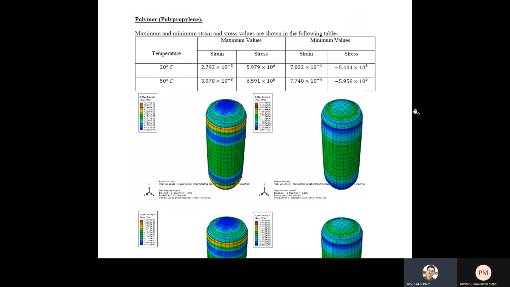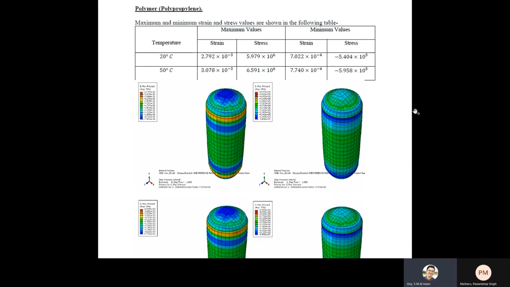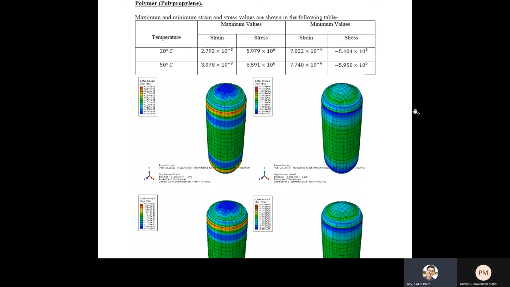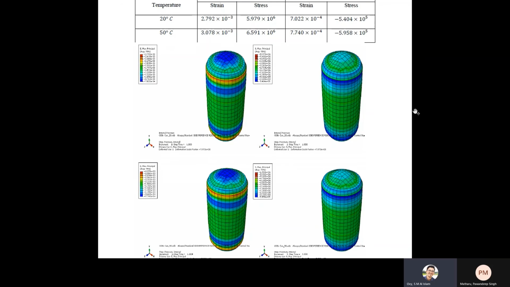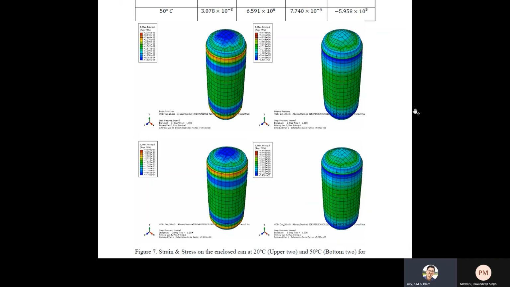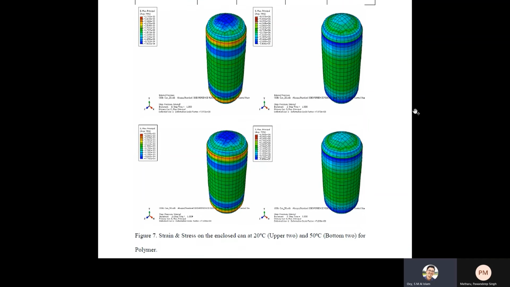Now I am moving to the next material. This is a polymer material. We chose polypropylene as the material. The density and the Poisson ratio are already written. The simulation is also done for the same 20 and 50 degrees, and here are the results and the corresponding figures.